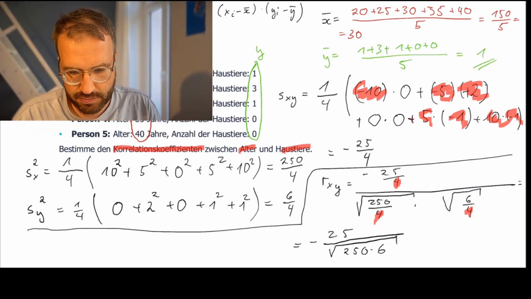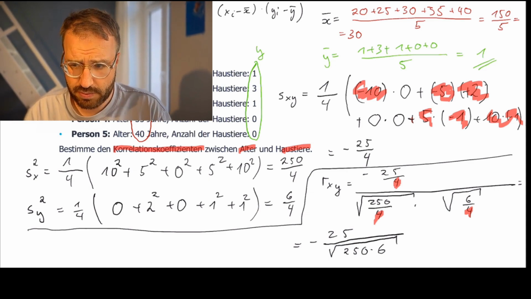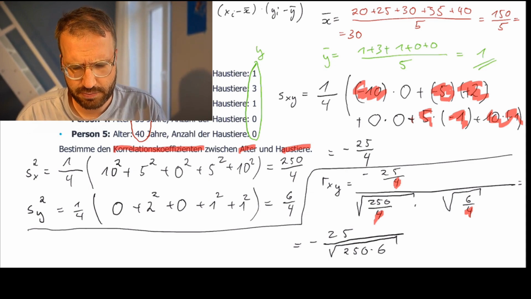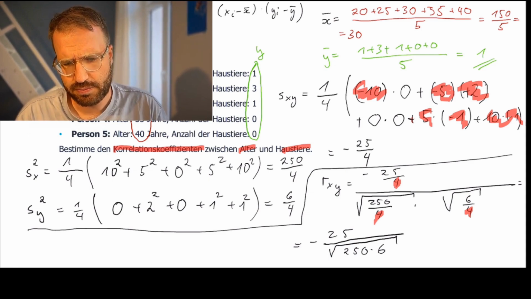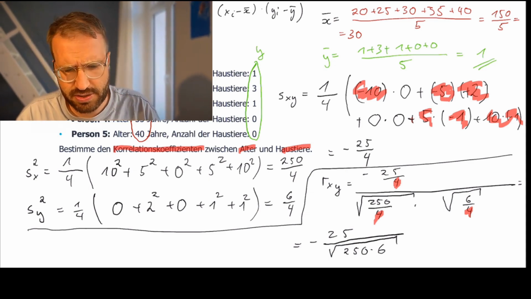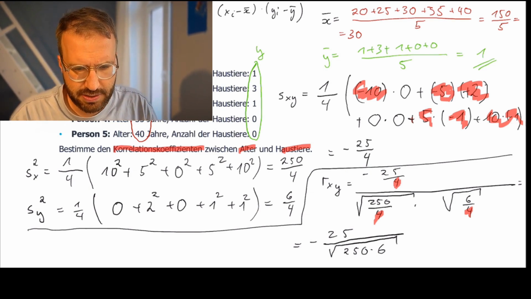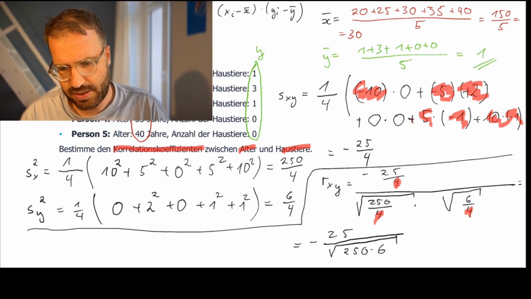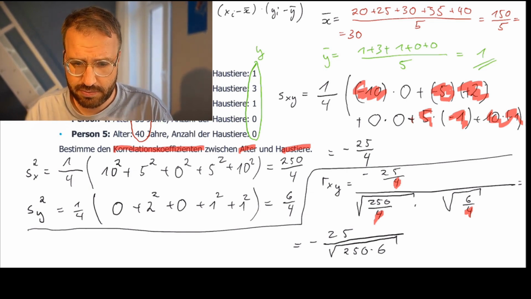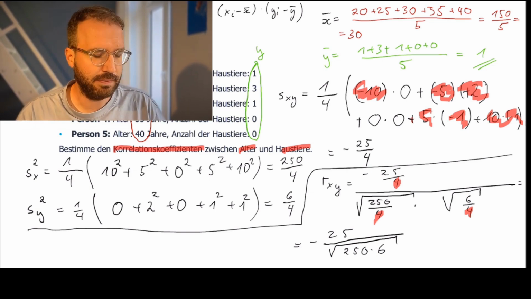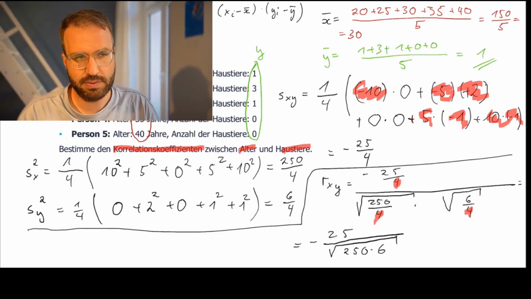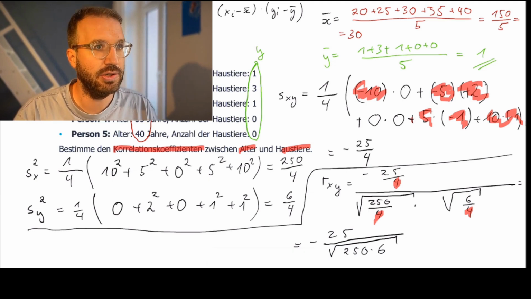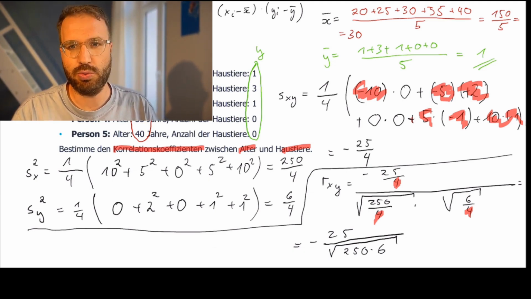I could, naturally, try to simplify this to a 4 or other things, but that's not the point. The correlation coefficient is negative, and you can consider that it is actually greater than -1. So that's the first example of how to calculate such a correlation coefficient in a concrete way.